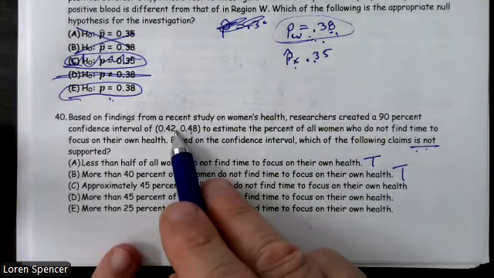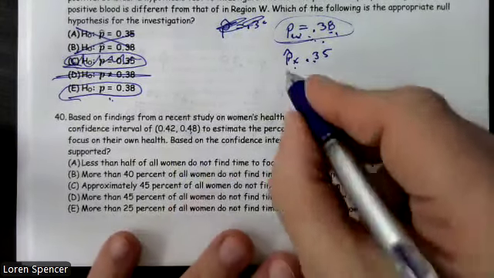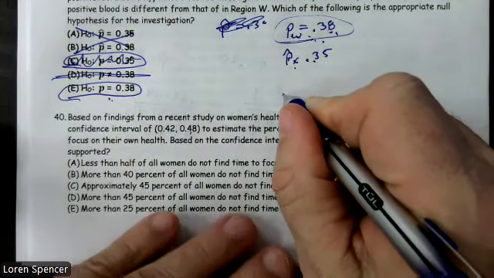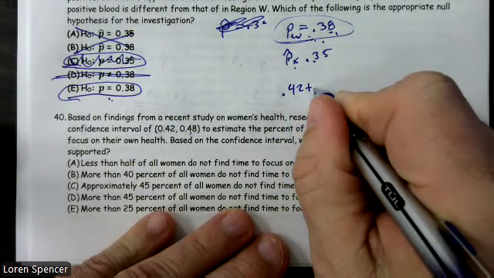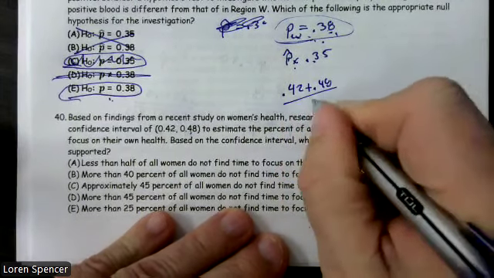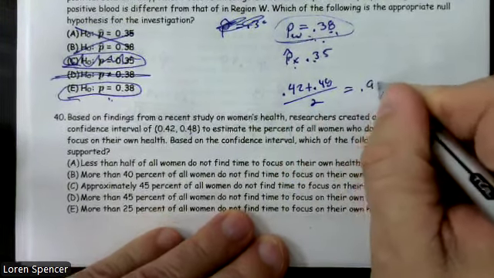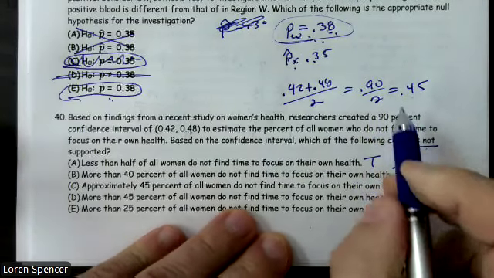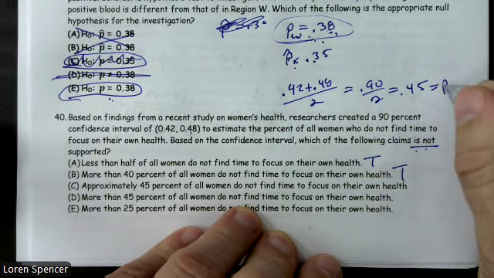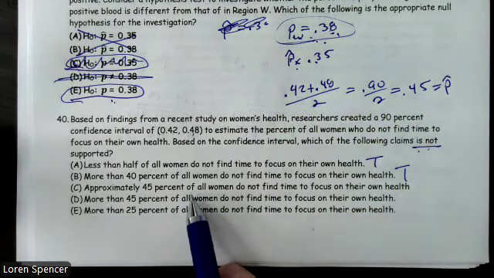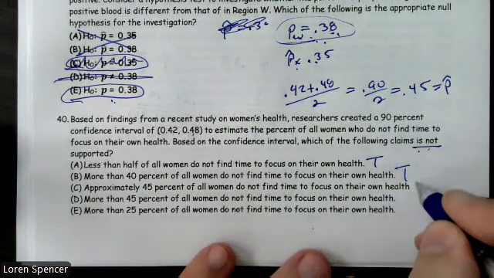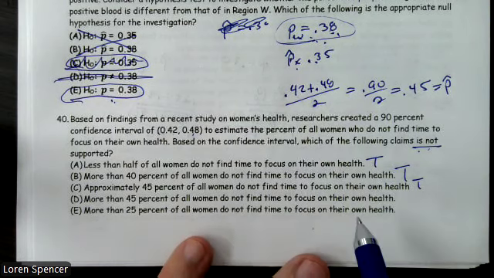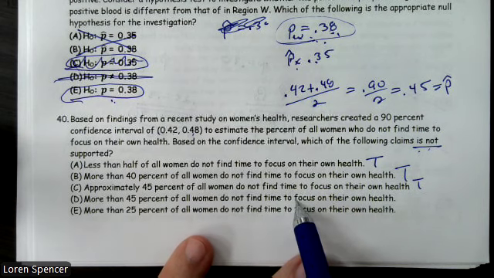Approximately 45%. Well, if I add these two together, I actually find my p hat. 0.42 plus 0.48 divided by 2 equals 0.45. That's my best estimate, actually. That actually is p hat. And so approximately 45%. So that looks like that's true. More than 45% of women do not find time to focus on their health.